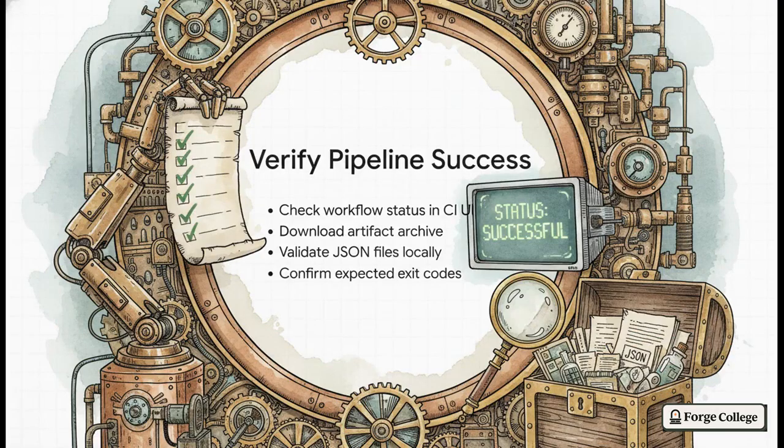Now, before you start celebrating and sign off on your fancy new automated pipeline, you actually have to verify that it works. Here is a quick checklist so you know exactly what good looks like. First, check the workflow status in your CI UI. Did it actually complete? Second, download the security-results artifact archive. Are the files you expect actually in there? Third, validate those JSON files locally using a standard parser, something like jq, just to ensure they aren't malformed. And finally, confirm the exit codes actually match your selected policy. Basically, did the strict bouncer actually block the merge when it was supposed to?